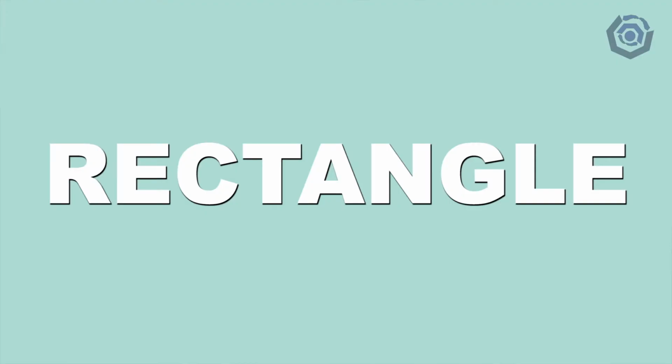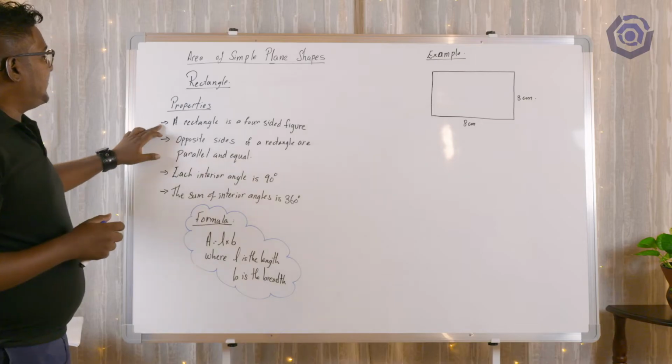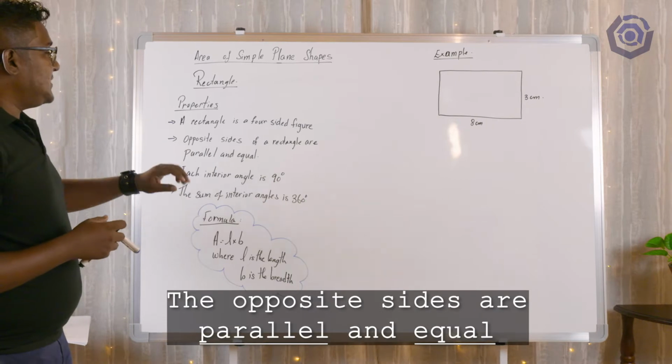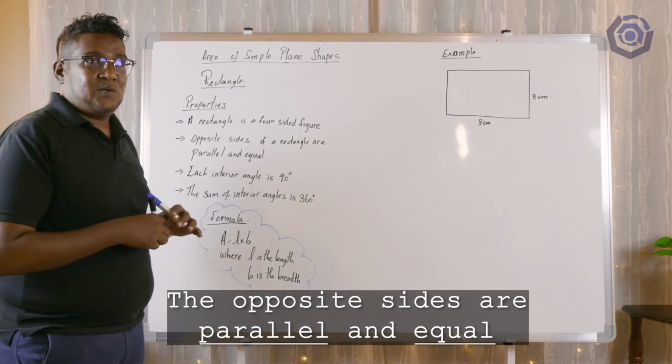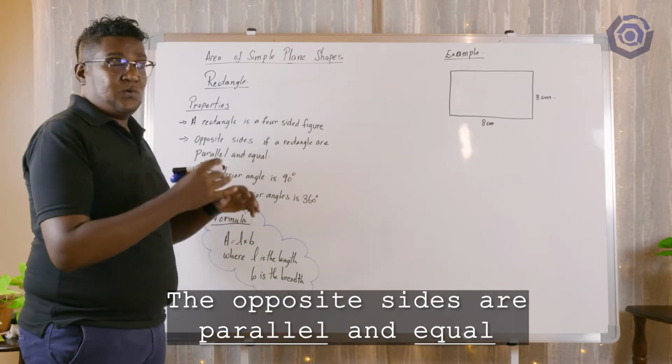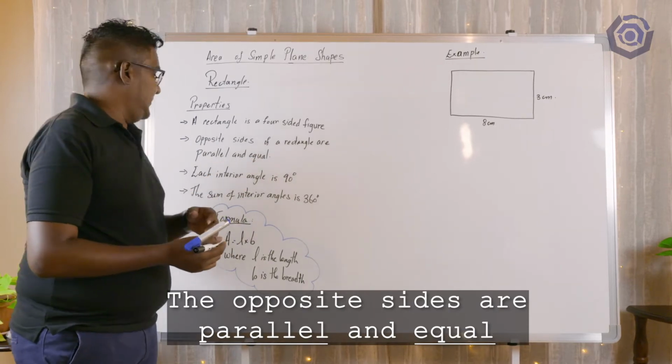The second shape we'll be looking at is the rectangle. Some properties of the rectangle. The first one, a rectangle is a 4-sided figure. Opposite sides of a rectangle are parallel and equal. Parallel meaning they run alongside each other, and equal means that they have the same length.